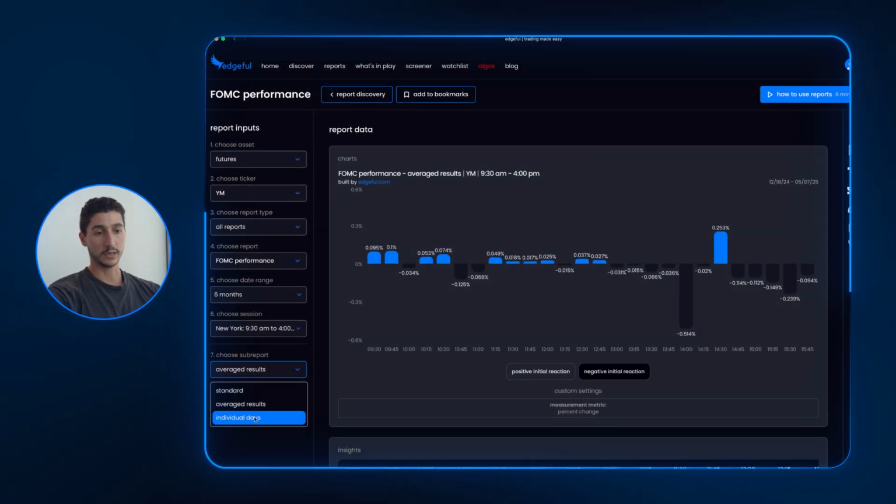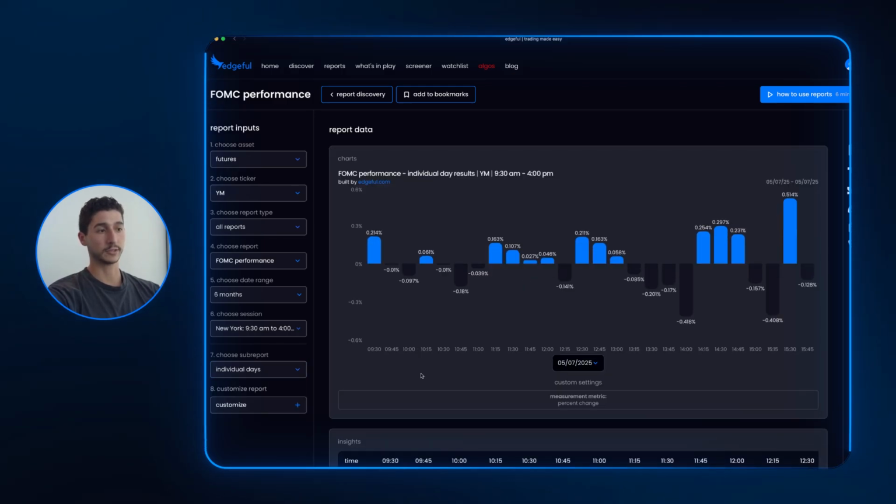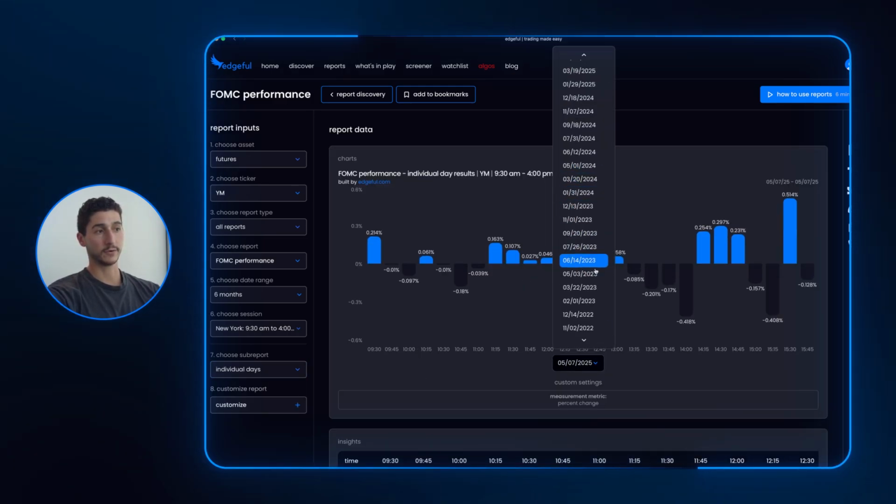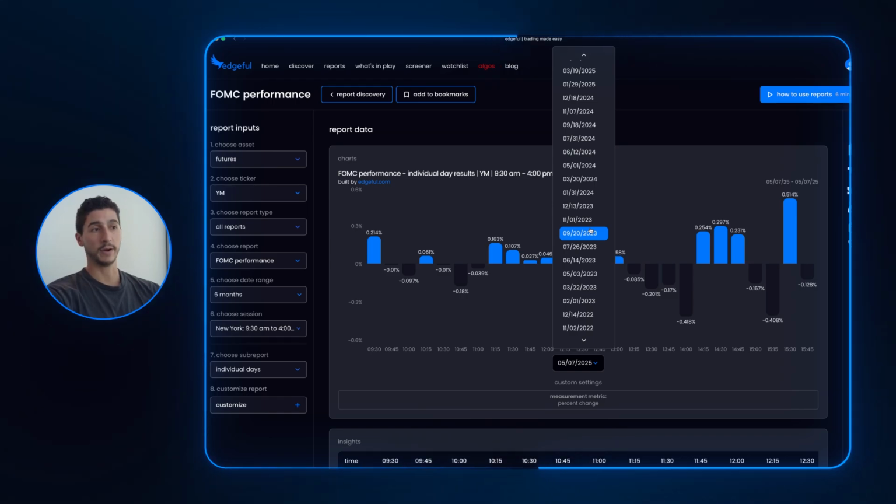And then you can see here the individual days. This is going to allow you to actually pick which day of FOMC you want to look at, and this is going to break it out by individual days.